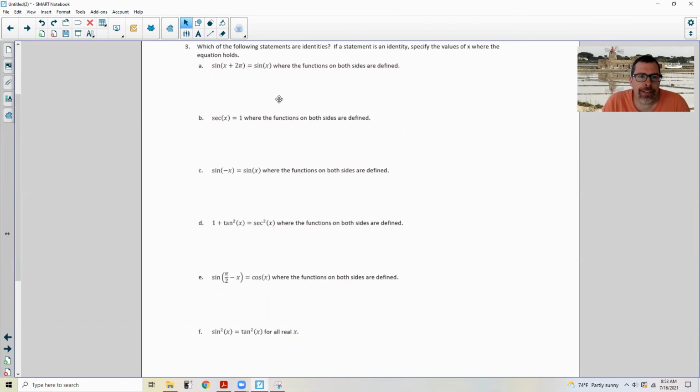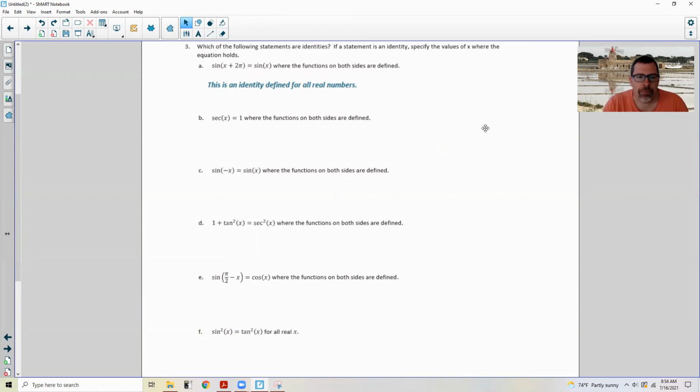So A is the sine of x plus 2 pi equals the sine of x. So if you think about that, wherever x is on the unit circle, if you add 2 pi to it, you're going to go around the circle one full rotation and end up right back where you were. That is true for all values. So therefore, this is an identity defined for all real numbers.